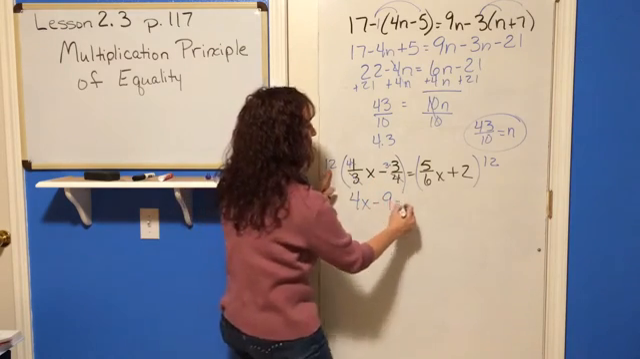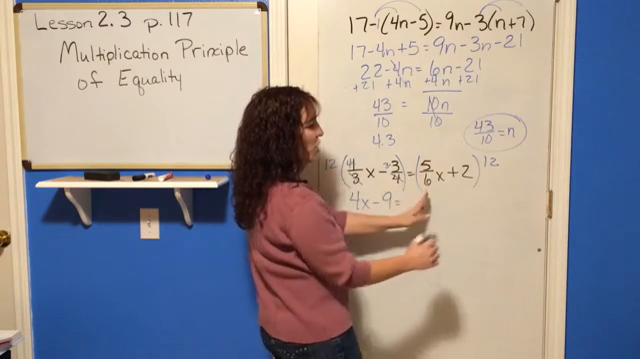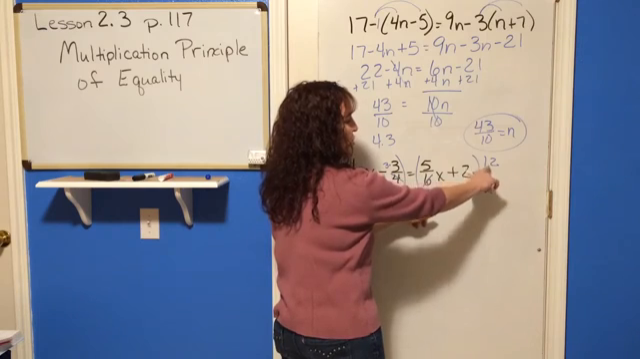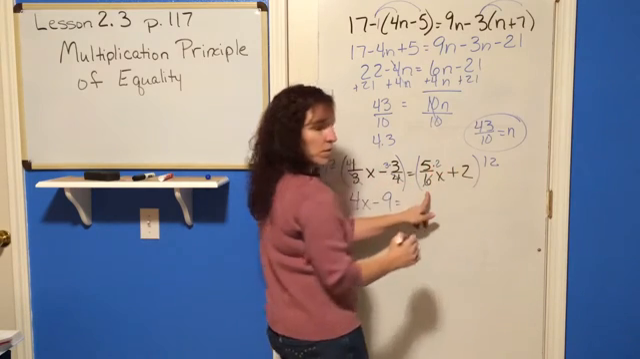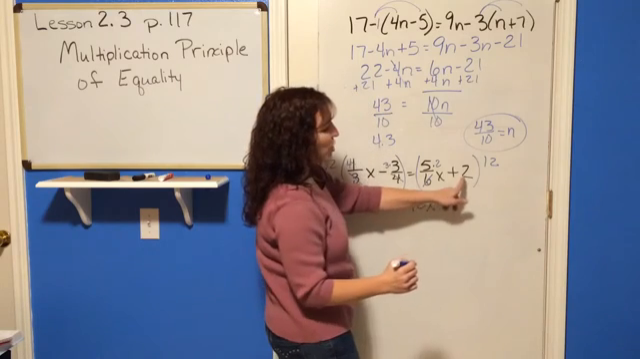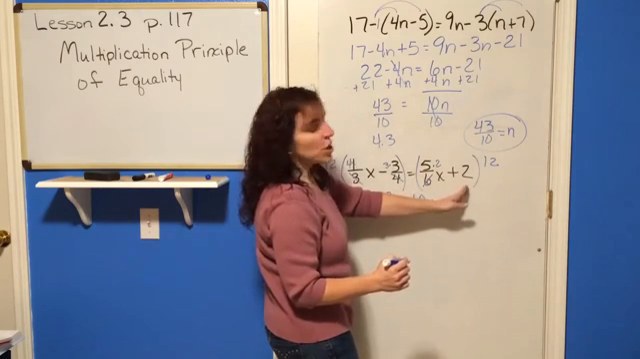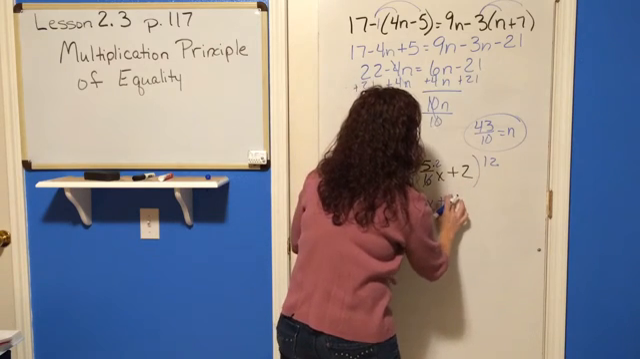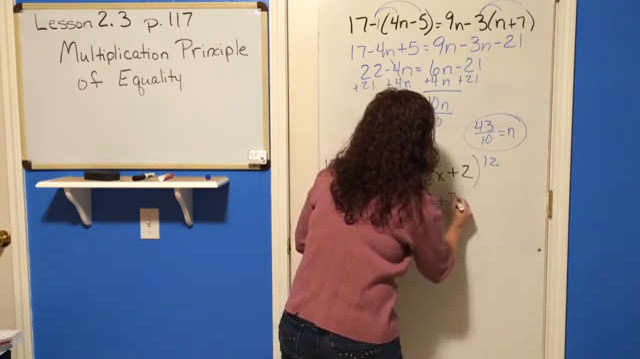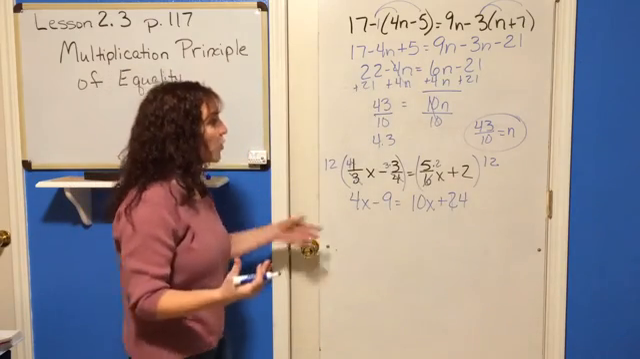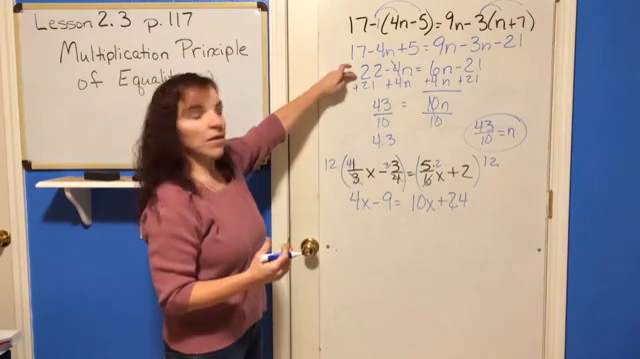Catch what I'm doing? So now I'm going to multiply this fraction by 12. The 6 reduces, and the 12 reduces down to 2. So now 5 times 2 is 10x. And the 2 doesn't have a denominator, so you just multiply 2 times 12, which is 24. All right, so now you have an equation that looks like this.